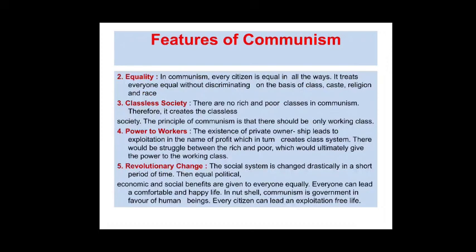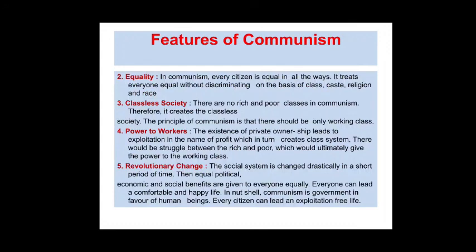Next, power to workers. The existence of private ownership leads to exploitation in the name of profit, which in turn creates a class system. There would be a struggle between the rich and poor, which would ultimately give the power to the working class. So, the last one, revolutionary change in communist government.